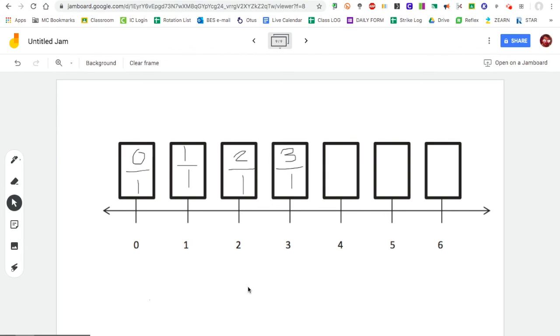What about 4? What is the fraction going to be? Yes, it is 4 over 1. What about 5 wholes? That would also be 5 over 1. And finally, what would 6 be? 6 over 1. So, pretty cool.